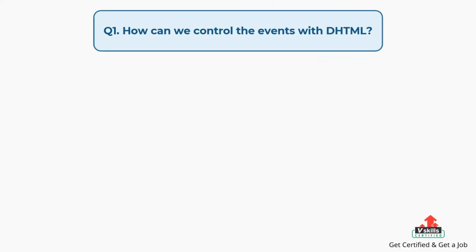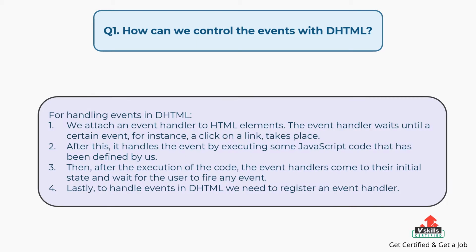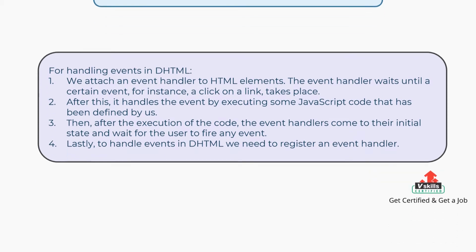How can we control the events with DHTML? The answer is: for handling events in DHTML, we attach an event handler to HTML elements. The event handler waits until a certain event, for instance, a click on a link, takes place. After this, it handles the event by executing some JavaScript code that has been defined by us. Then, after the execution of the code, the event handlers come to their initial state and wait for the user to fire any event. Lastly, to handle events in DHTML we need to register an event handler.